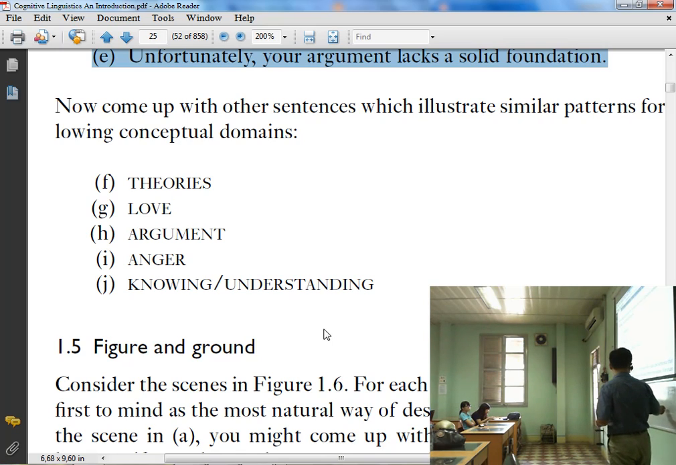What else? Anger can be, this is one famous one, anger can be heat. Right? He makes me boil. Right? Yes, that's it.